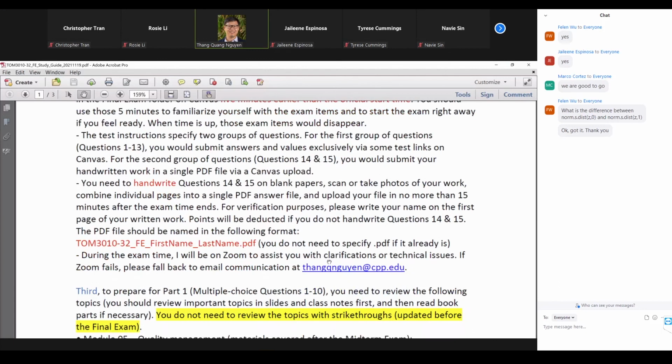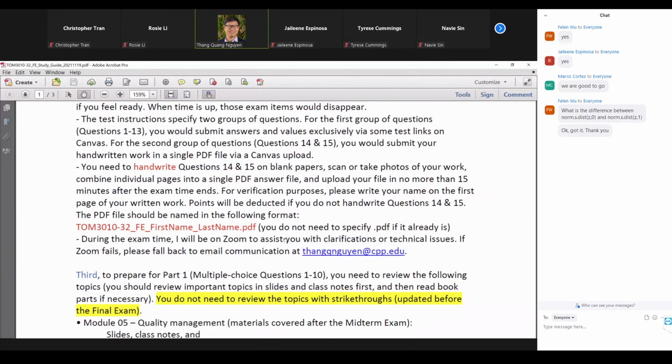All right, so during the exam time, you are not required to be on Zoom, right? But I will be on Zoom in case you need my help with something, or if Zoom fails. Please communicate with me with the email address right here.